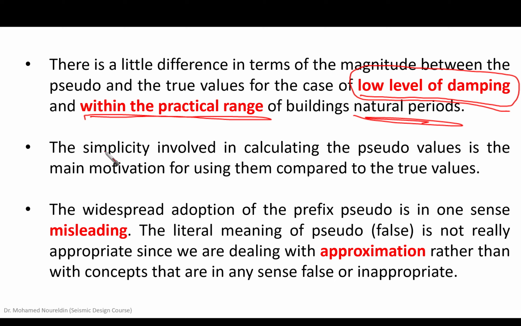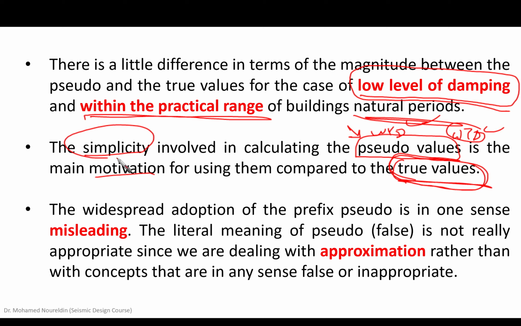Number two, the simplicity involved in calculating the pseudo values is the main motivation for using them compared to the true values. That's the only reason, because as you have seen, true values include integration and stuff that we do not like. But pseudo is only omega times d for velocity and omega squared times d for acceleration. That's it. So simplicity is the main reason.